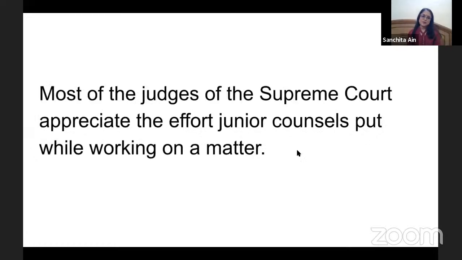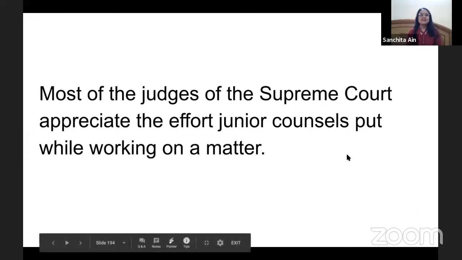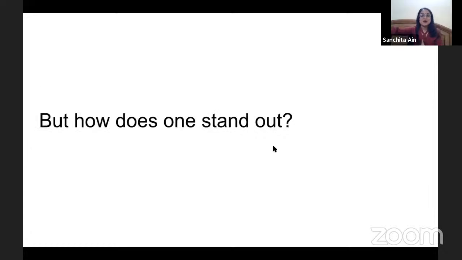Next slide, please. Most of the judges appreciate, and this is something that even Justice Gora was saying the other day, that he could appreciate, and you can see it on their faces, that they know it's because of the effort this counsel has made that the senior is able to make this point, or is so thorough because this counsel has briefed the senior, etc.